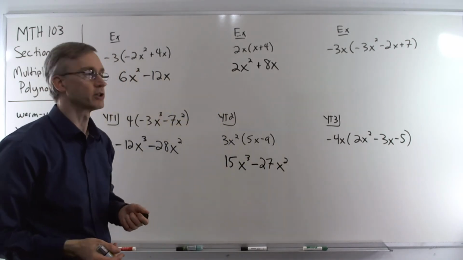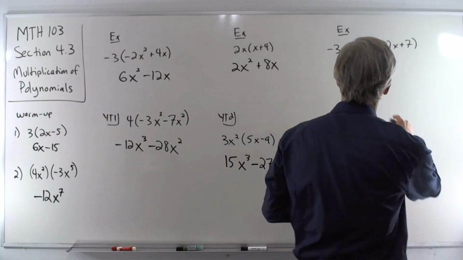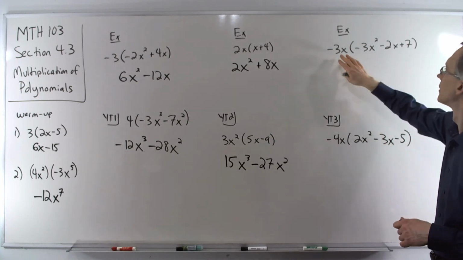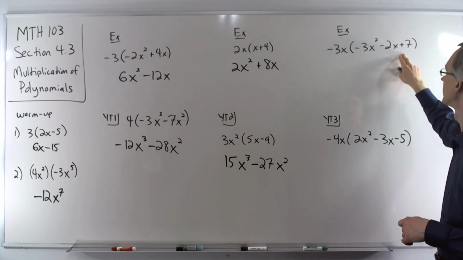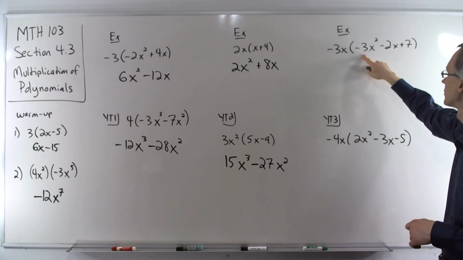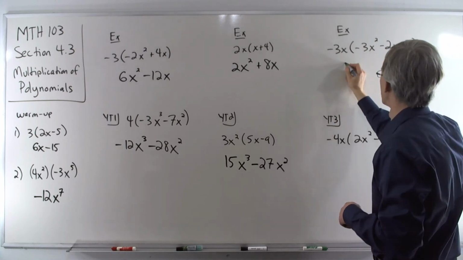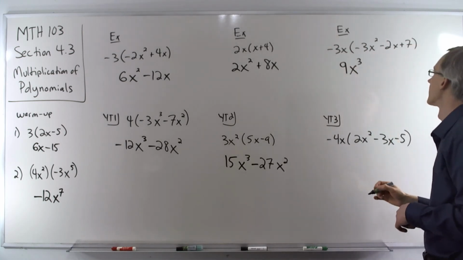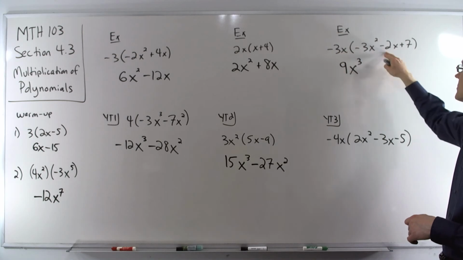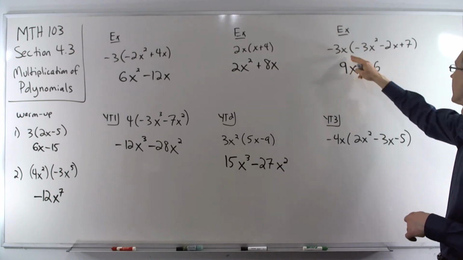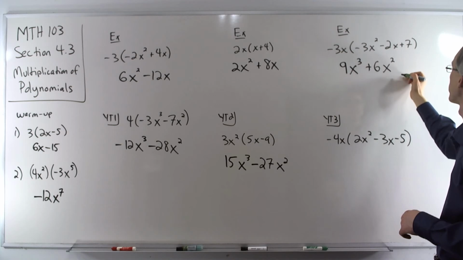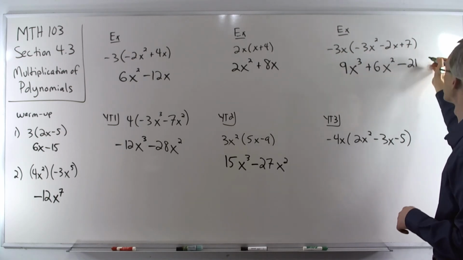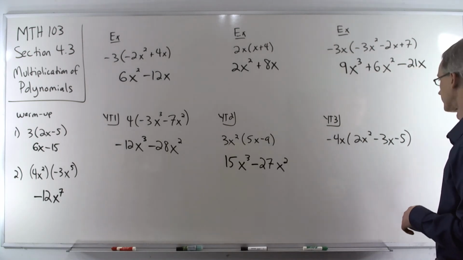Now we can distribute into polynomials with as many terms as we want. The procedure is the same. So we're going to distribute negative 3x into here. That's going to change the sign on all these. This one will turn positive. Negative 3 times negative 3 is positive 9. X times x squared, x to the 3rd power. Now we'll do negative 3 times negative 2, that's positive 6. X times x is x squared. Now we're multiplying by 7. Negative 3 times 7, negative 21, x.